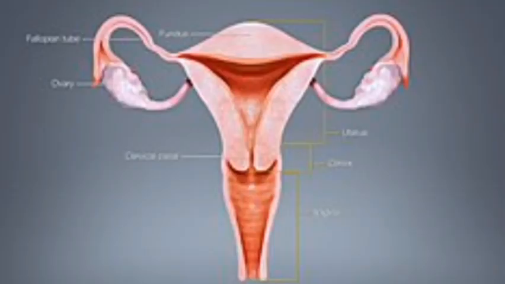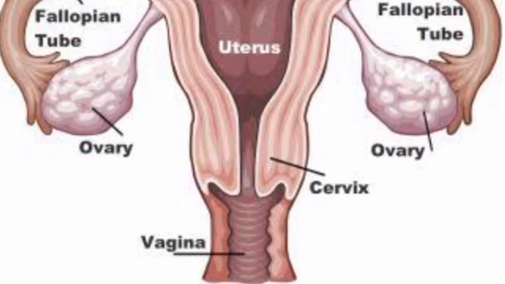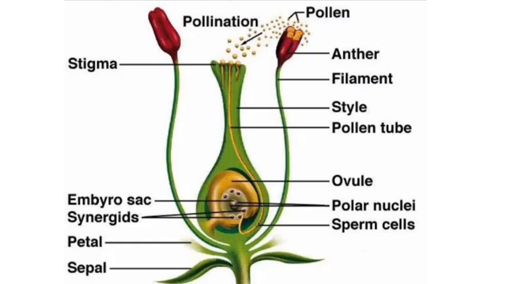The next part, the uterus, is a hollow muscular organ. It is commonly known as the womb. The growth of a baby till birth takes place inside this organ. The cervix is the external opening of the uterus, and the vagina is the muscular tube leading from the external opening of the female reproductive system to the cervix.